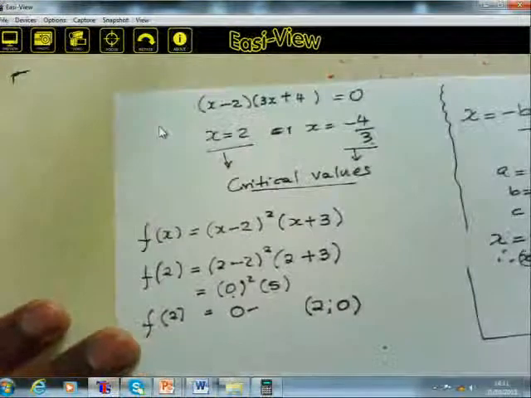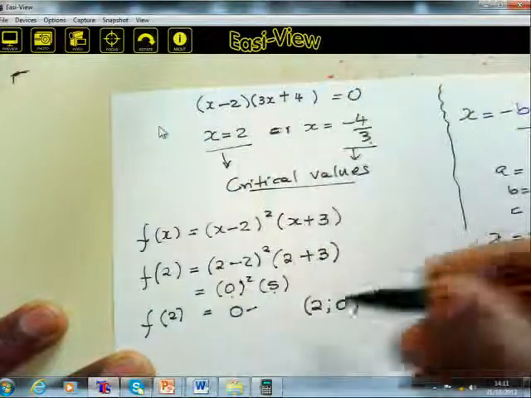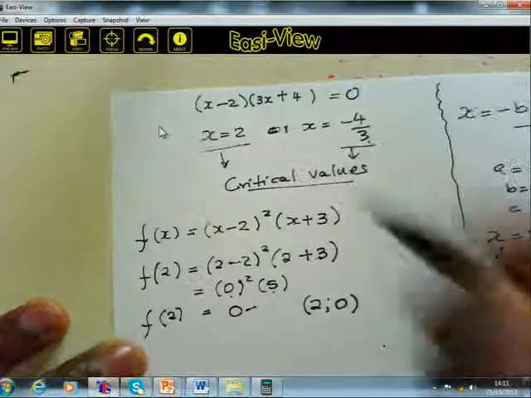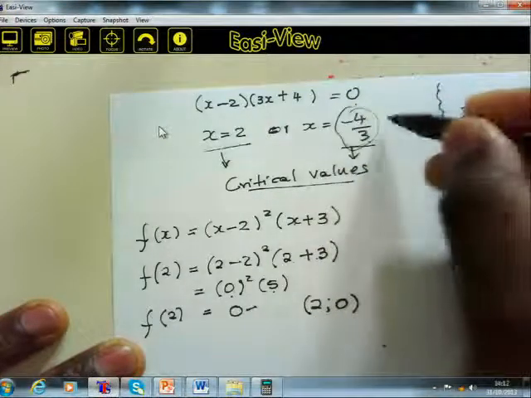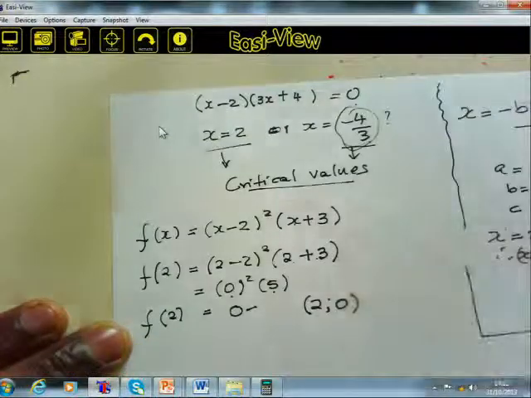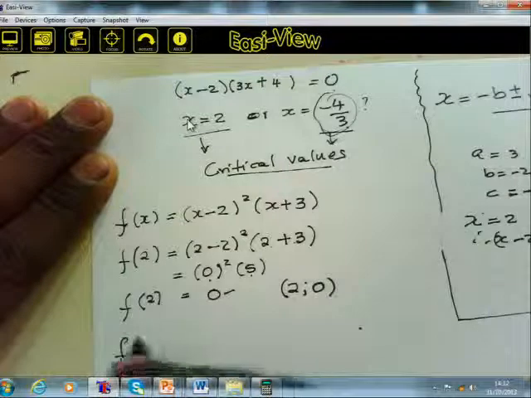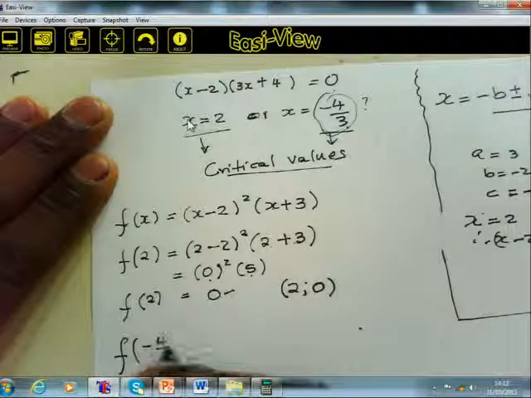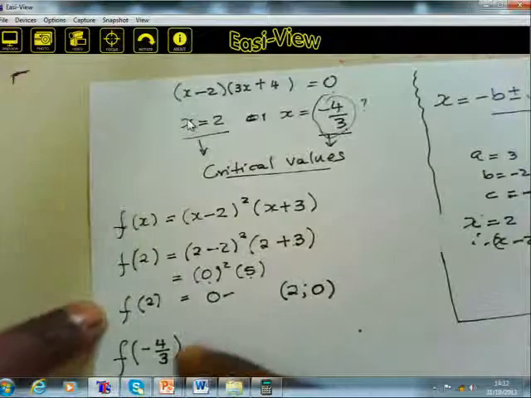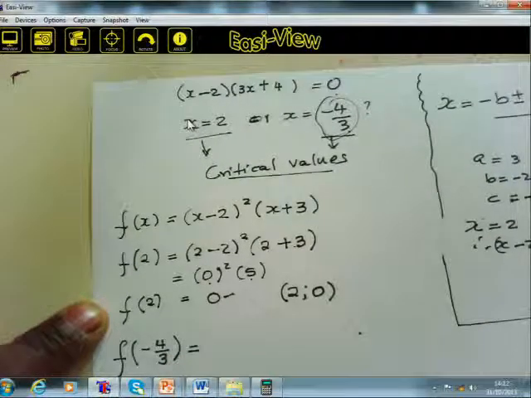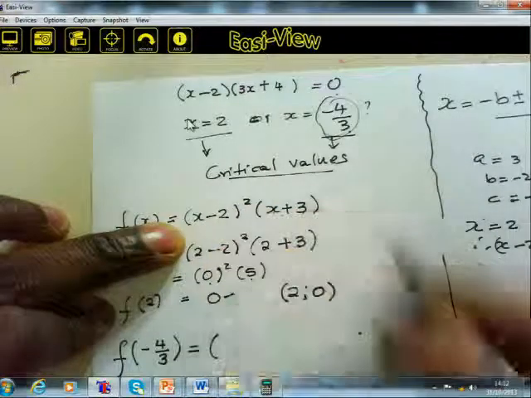So, now let's continue to the next one. We use the value x2 to substitute into the function. Now we are going to substitute negative 4 over 3. Ooh, a fraction. Are you afraid of fractions? Don't be afraid. I'll tell you how to do it. Now let's do it. It's f at negative 4 over 3. Where are we substituting? We are substituting into the original equation. What's the original equation? There it is: x minus 2 all squared into x plus 3.